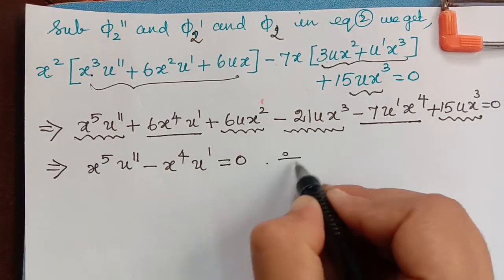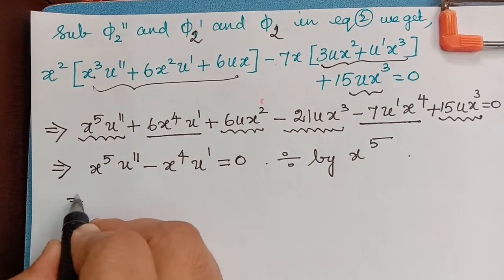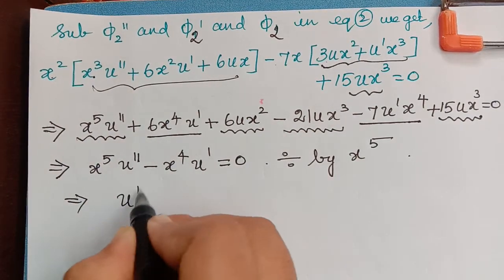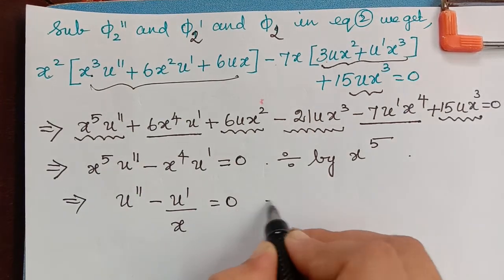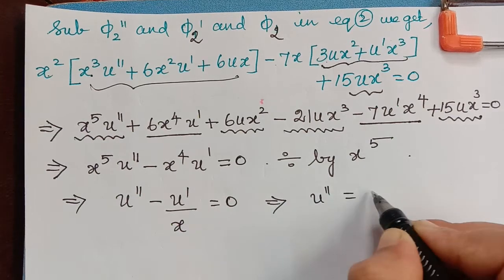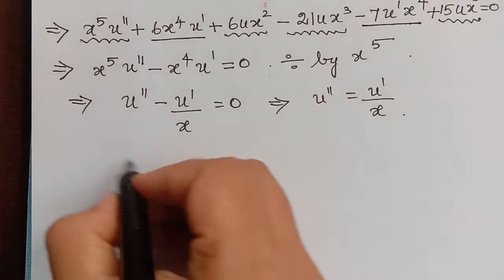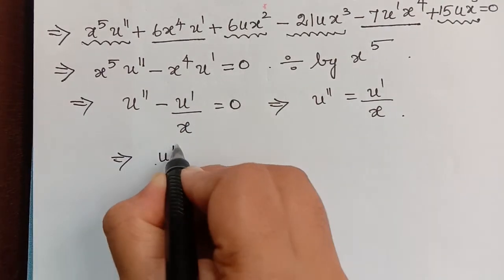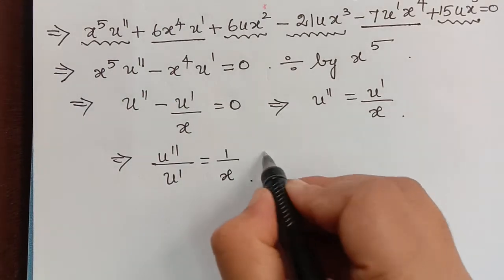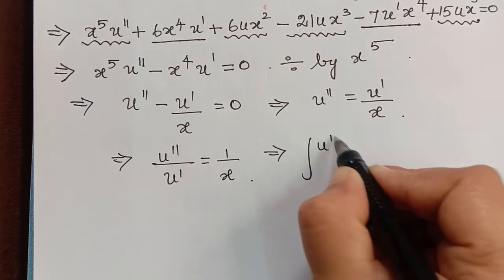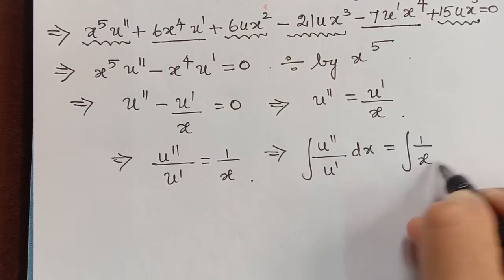Now let us divide this equation by x to the power 5. If we divide this equation with x power 5, we get u double dash minus u dash by x is equal to 0. So from this we get u double dash is equal to u dash by x. So we can rewrite this as u double dash by u dash is equal to 1 by x. Now integrating on both the sides, the integral of u double dash by u dash dx is equal to the integral of 1 by x dx.